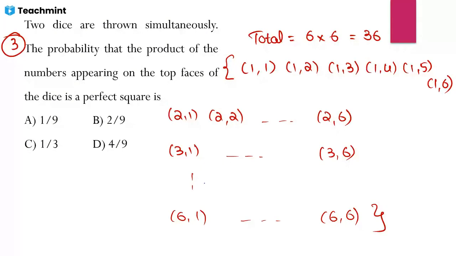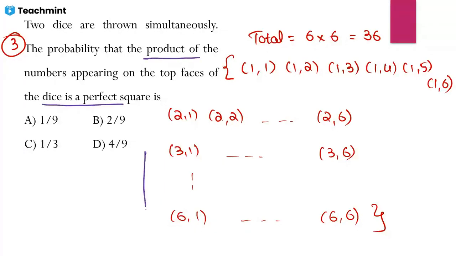What is the favorable they're asking? Product must be a perfect square. Favorable is product must be a perfect square. Now if you look into that, the probability that the product is a perfect square.